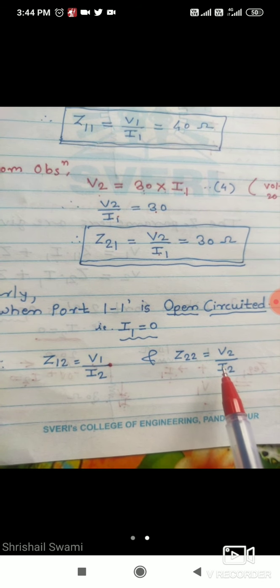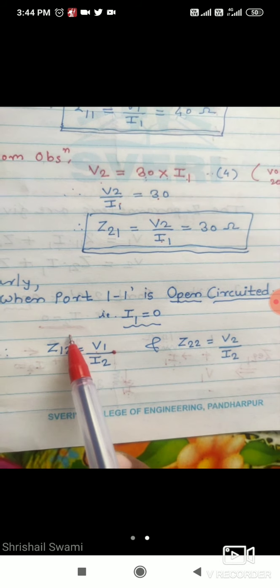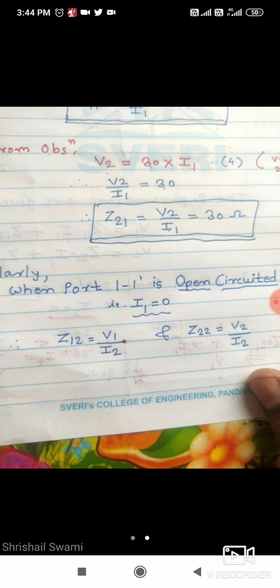Which port is that? The second port. So find out the equivalent impedance from that side. And here you can use current division, or according to the circuit you can use the appropriate technique. Now next case.